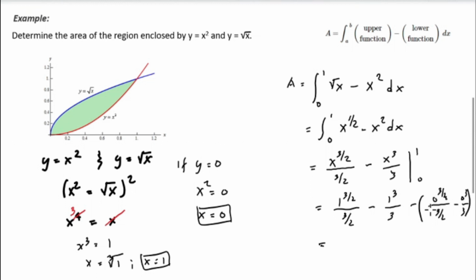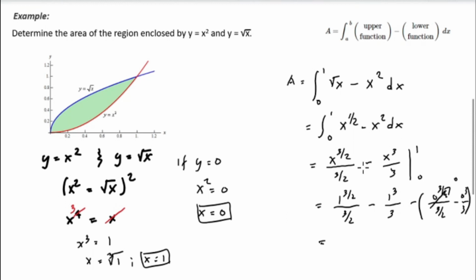This will be equivalent to 0, and we have 2 over 3 minus 1/3. So 2 over 3 minus 1/3, and the area is equivalent to 1 over 3. So this is the area of the shaded portion.